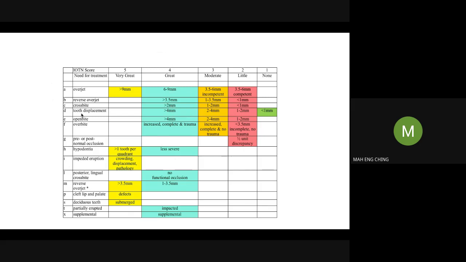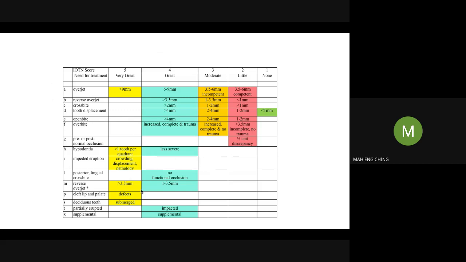Same with the tooth displacement, which is crowding. Crowding is the most common problem for orthodontics. So when it comes to crowding, they consider 1 to 2 mild, then 2 to 4 moderate, then more than 4 severe. So it's more than 4, then it gives you 4D. But more than 4, you still consider 4D. There's no category 5, because crowding is not considered a severe problem. It's a very common problem for braces.